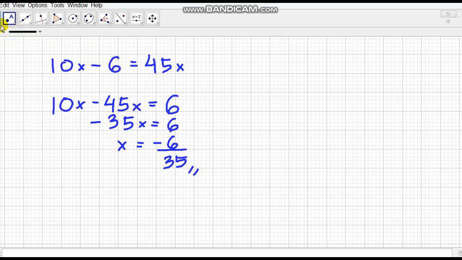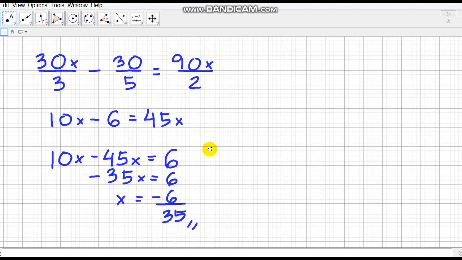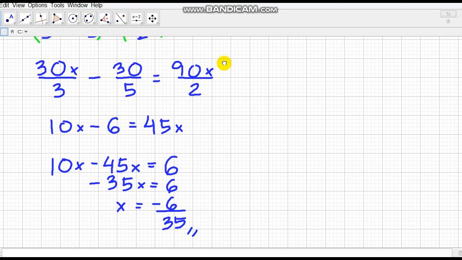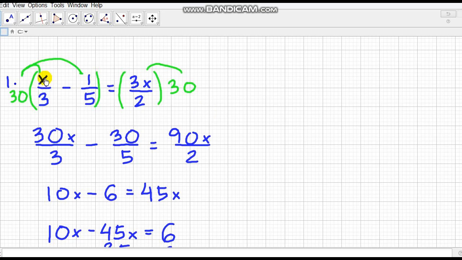Now we have to check our answer. So we replace the x on the left and the x on 3x over 2 with negative 6 over 35. But I'll leave it up to you to check the answer.